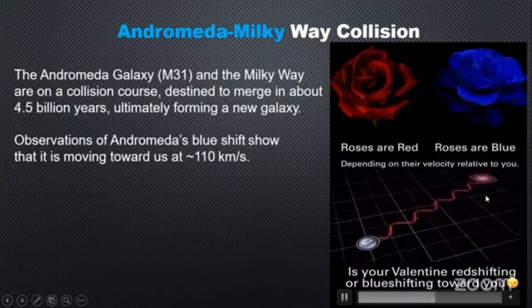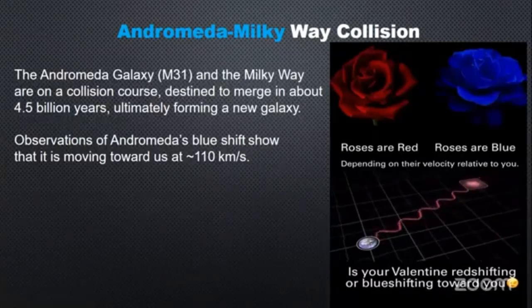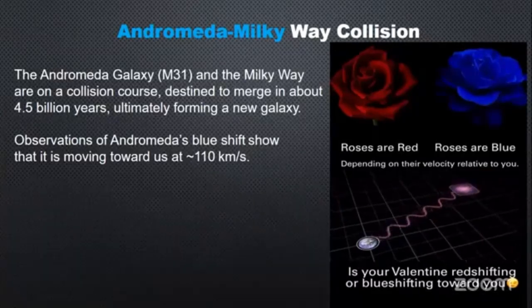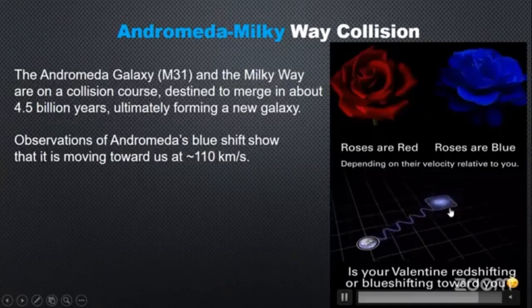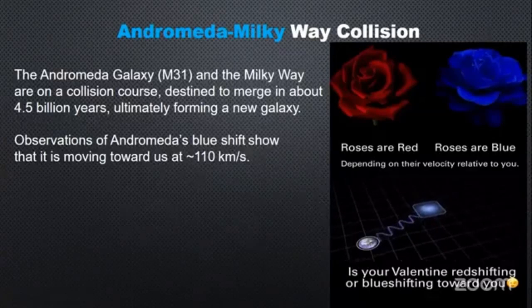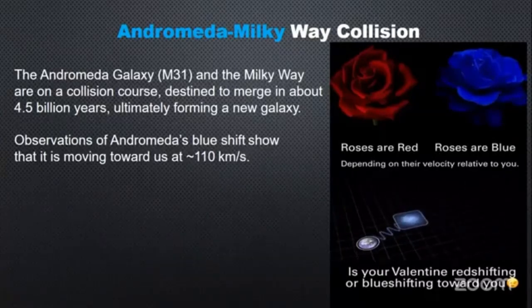When it is approaching you, it is blue shifted. You can use the Valentine scenario to understand this. Assuming your relationship is tearing apart and your lover is leaving you, that is redshift. If your lover is approaching, that is blueshift. So you can use a relationship scenario to understand what I'm talking about.